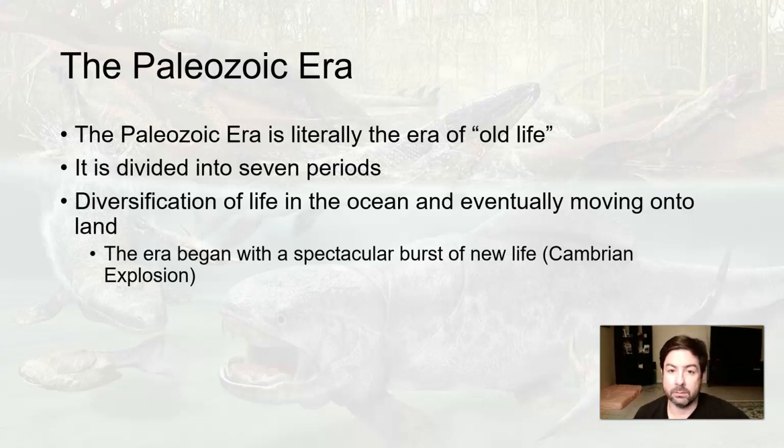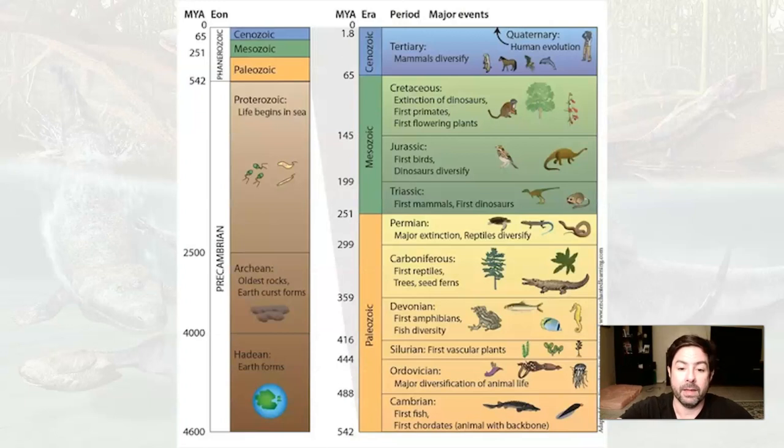The Paleozoic era itself began with a spectacular burst of new life called the Cambrian explosion. From there, it just let loose the diversification of animals and plants, not only in the ocean, but on land as well. So we'll cover these periods. In the Cambrian, we start to get the first fish, for example.